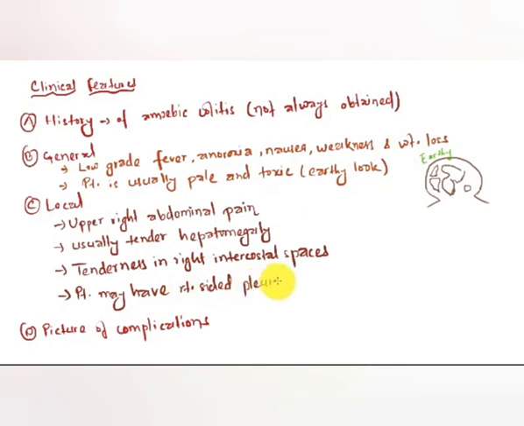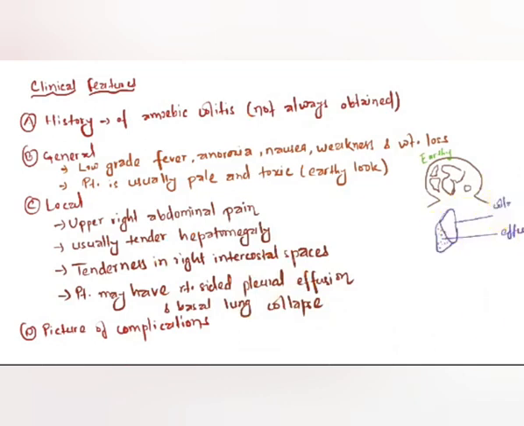Patient may have right-sided pleural effusion and basal lung collapse. Here we have a diagrammatic representation. This is effusion and the collapsed lung. You can see here the tenderness in right intercostal spaces and the tender hepatomegaly. Thus, what you can see from this diagram is the patient has earthy look with right-sided pleural effusion and collapsed lung, tenderness in the right intercostal space, and tender hepatomegaly.